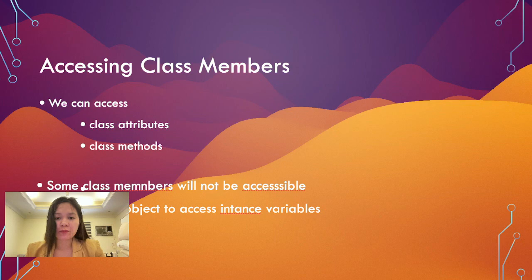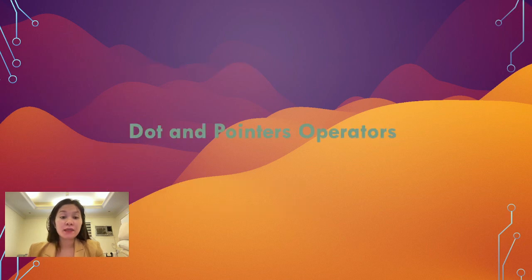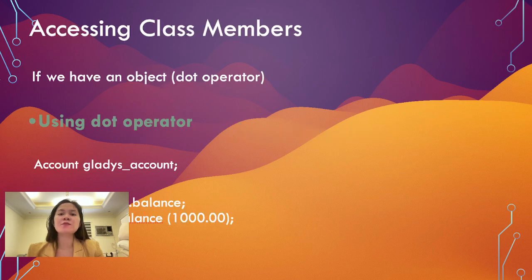So in accessing class members, we can access class attributes and class methods. Some class members will not be accessible. We need an object to access the instance variables. And now we are on the dot and pointer operators. Accessing class members if you have an object, using the dot operator: Account Gladys_account; and Gladys_account.balance, RC_account.balance, 1000.